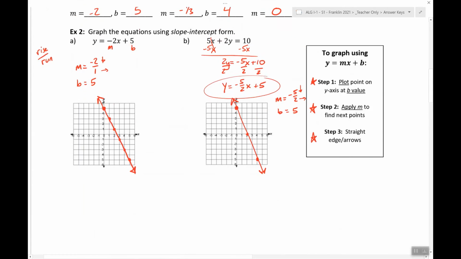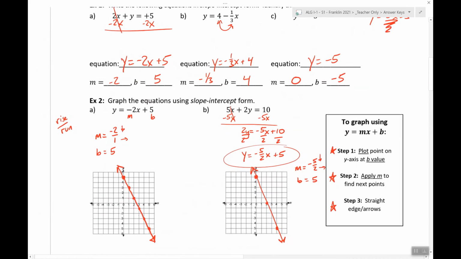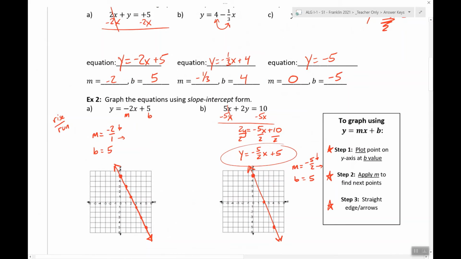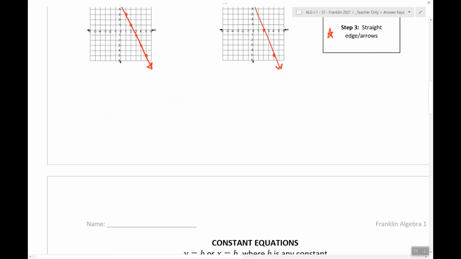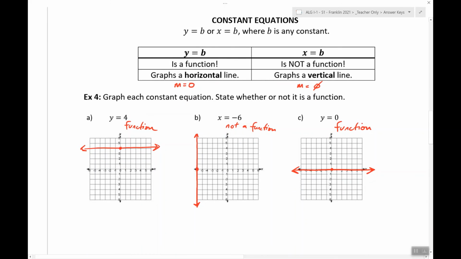So main idea, main point here is slope-intercept form. Get it solved for y, and then identify the slope and the y-intercept. Plot the y-intercept, use the slope to get the next points, and then draw your line. If you happen to have a constant equation, just remember y equals a number is horizontal, x equals a number is vertical, and those are also not functions.